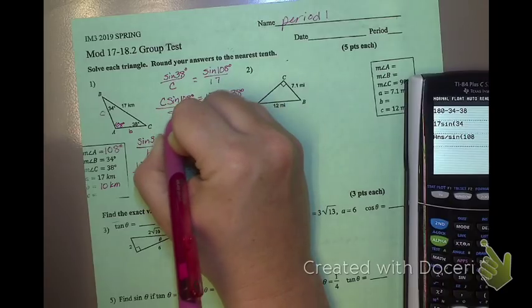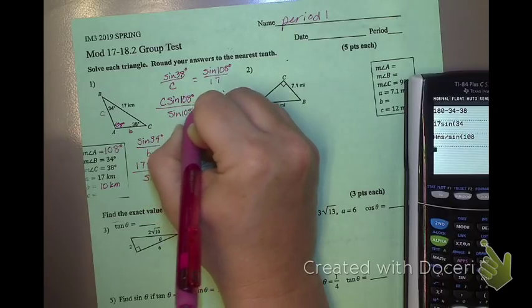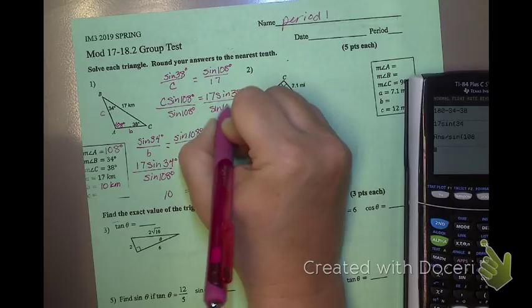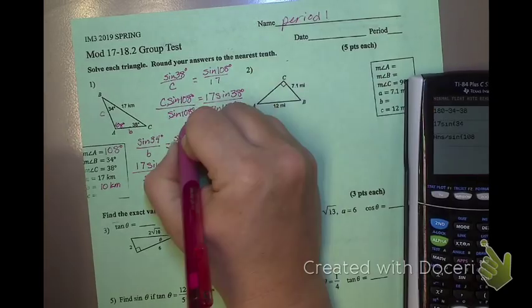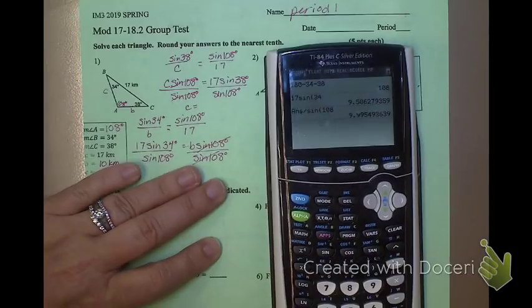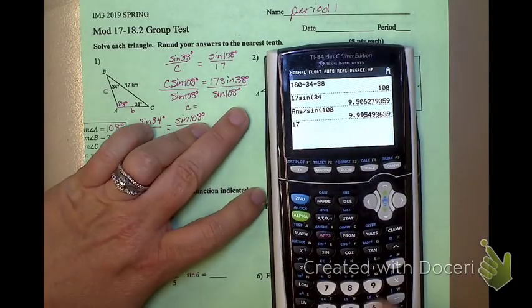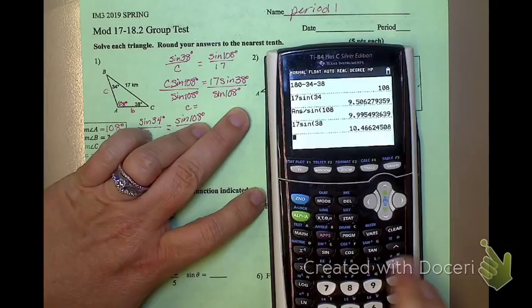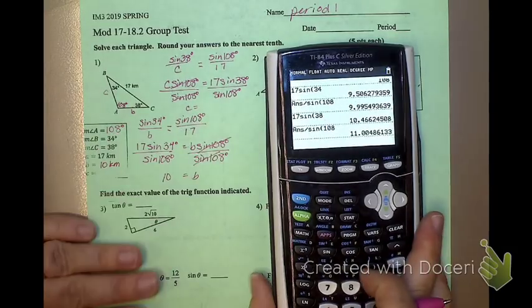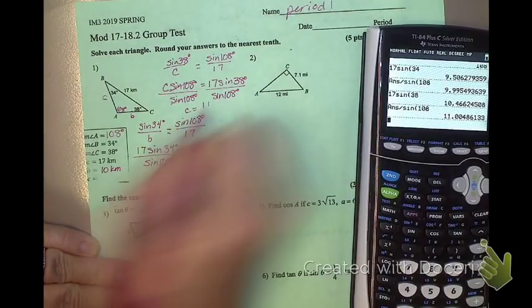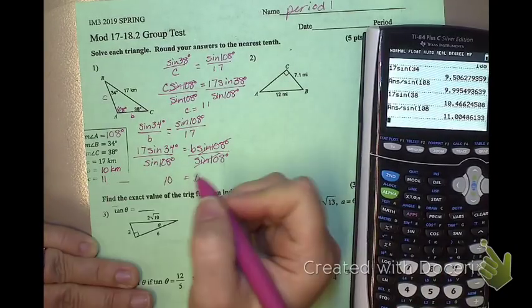Divide by sine 108 degrees. Why can't I use Pythagorean Theorem if I know two sides, by the way? Because there's no right angle. It's not a right triangle. 17 sine 38 divided by sine 108, 11.00. That rounds off to 11 what?